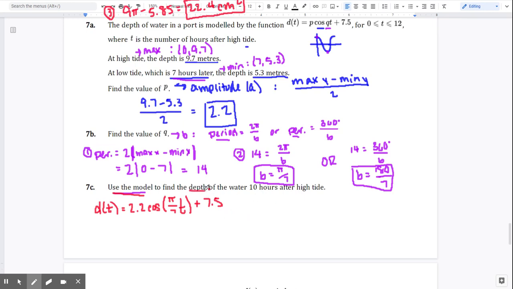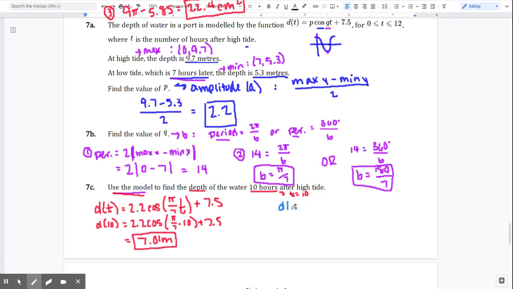So we're finding the depth of the water, which is our d, 10 hours after high tide. So that means my t equals 10. So I'm just using this formula and subbing in 10 for t. Make note, though, that I use that pi over 7 for radians. That means that when I do this in my calculator or in Desmos, I'm going to need to be in radian mode. So I can type this whole thing into Desmos or into my calculator, making sure I'm in radian mode, and I get to 3 significant figures, 7.01 meters.